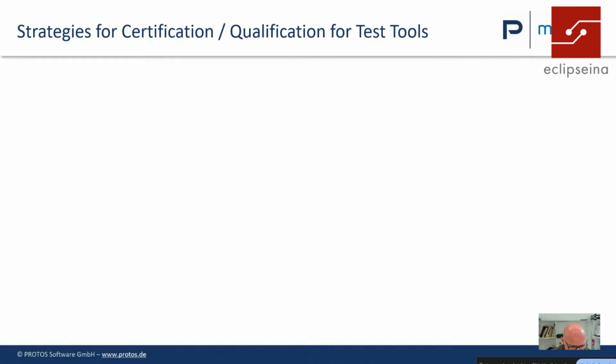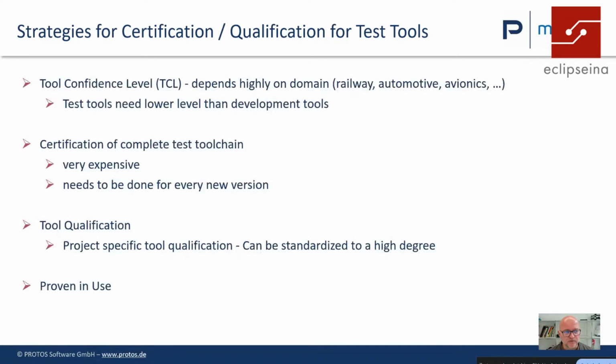So now, if you need to test for security or for safety critical systems, you might need to prove that your test system is working well. There are different strategies to qualify a software for a safety critical system, but one strategy is to certify or qualify your test tools, and we have a little support for that. So you need a certain tool confidence level. This depends highly on the domain: railway, automotive, avionics. The test tools need a lower level than the development tools, so it's not as hard to do as for development tools, but it's a certain effort.